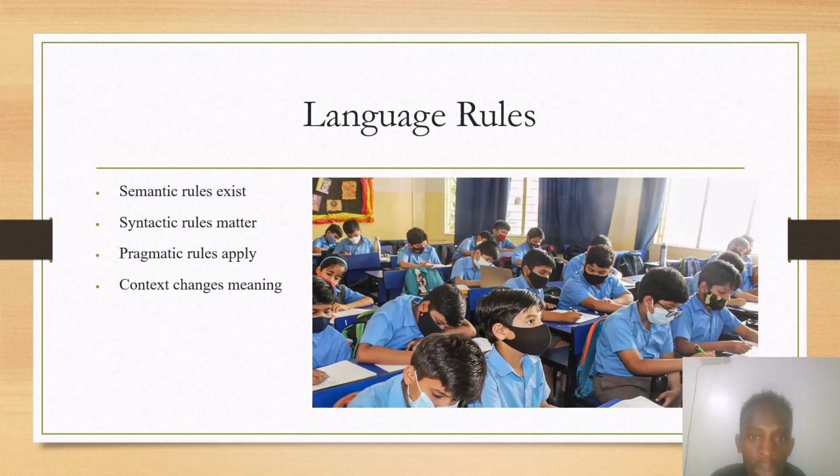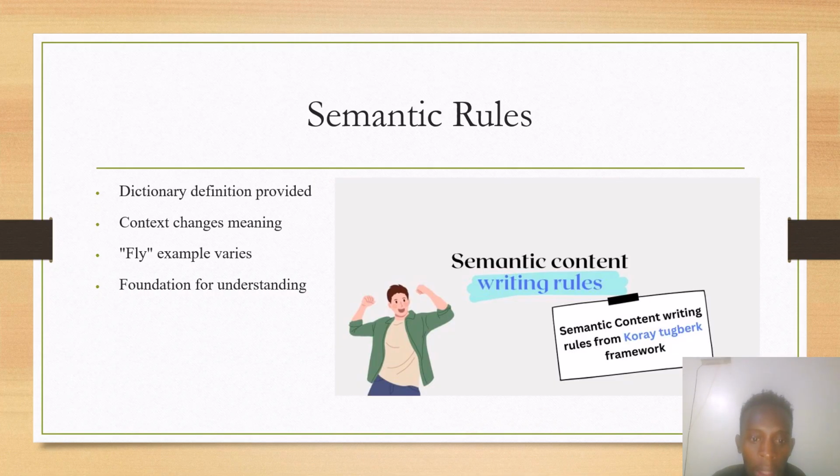We also have language rules. Language operates through key different rule systems. We have semantic rules. This means the meaning of the words. We have syntactic rules. This includes grammar and sentence structures. We also have pragmatic rules. This is how context shapes interpretation. They all work together to ensure clear and effective communication. Let's dive into each of the rules one by one.